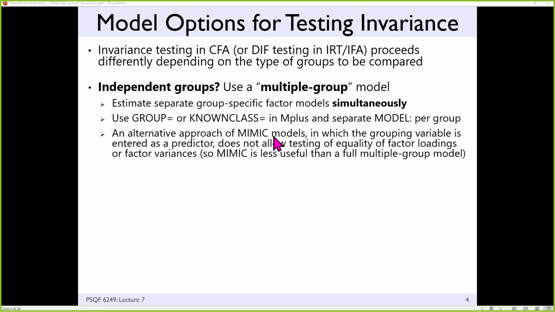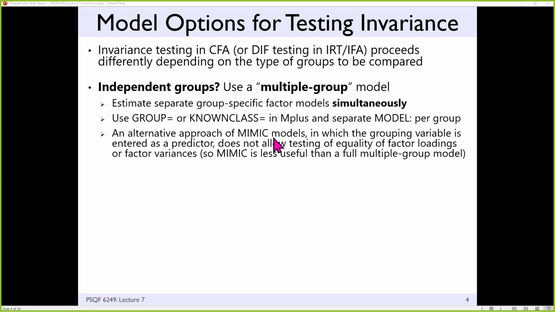As an aside, there is an approach that's known as MIMIC models. That stands for multiple indicators, multiple causes, I think. I'm not sure what the second I is, but someone can look that up and tell me. Multiple indicators, multiple causes. Anybody who has Google in front of them, please look up MIMIC and tell me what the second I is.